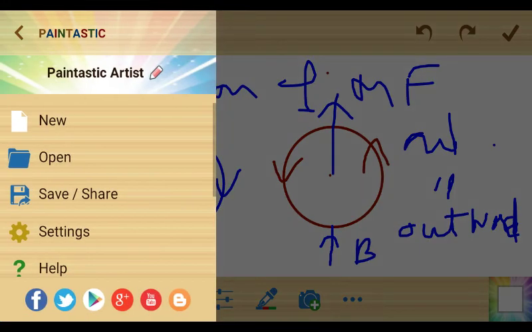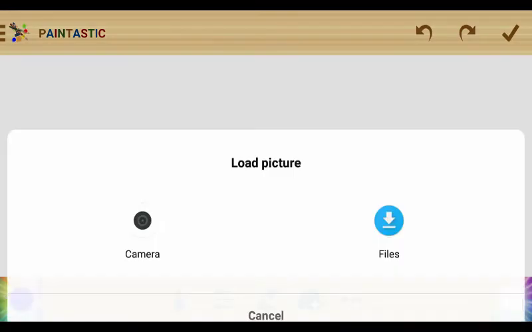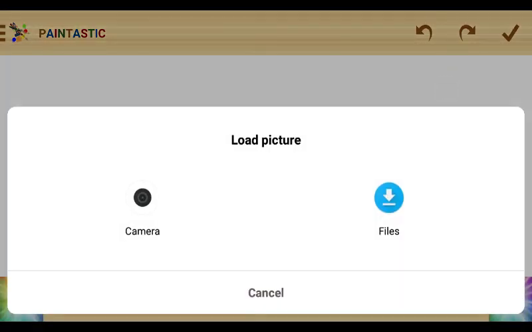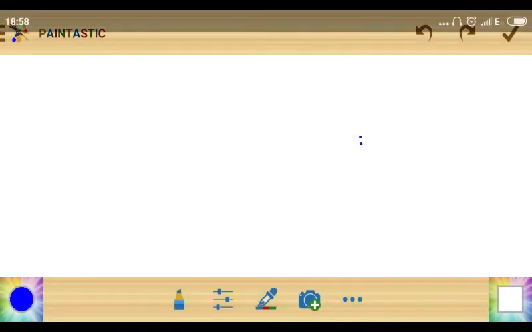Now let's start the new one. Now let's see the new topic. This topic is very much more important than the earlier one. For that, our new topic is magnetic field at a point. So let me write it.